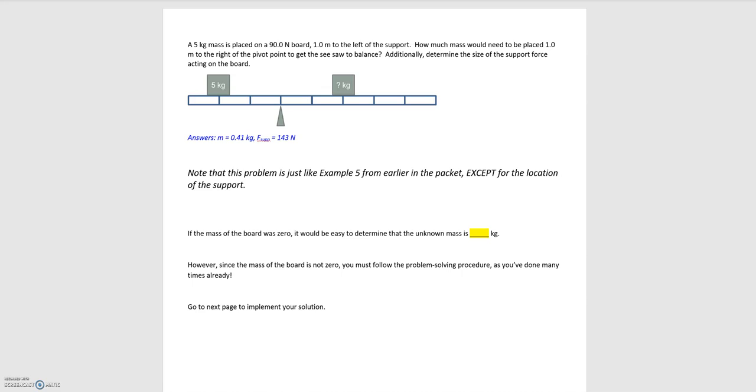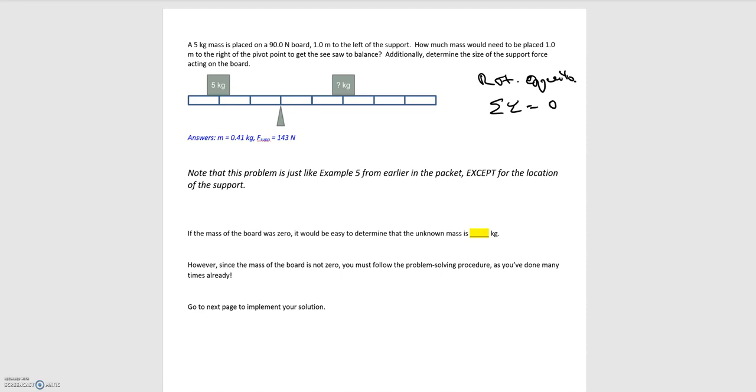So in this video, we'll be going over a problem that's very similar to what we've dealt with earlier. Before, we dealt with this same sort of setup with two masses on a board that's being balanced, and we were asked to determine what the unknown mass should be. For there to be rotational equilibrium, that means that the sum of the torques must be zero.